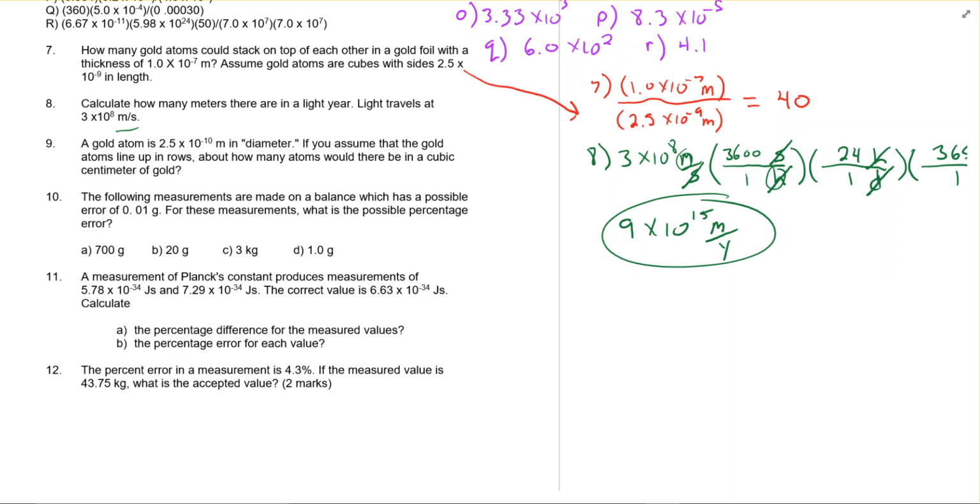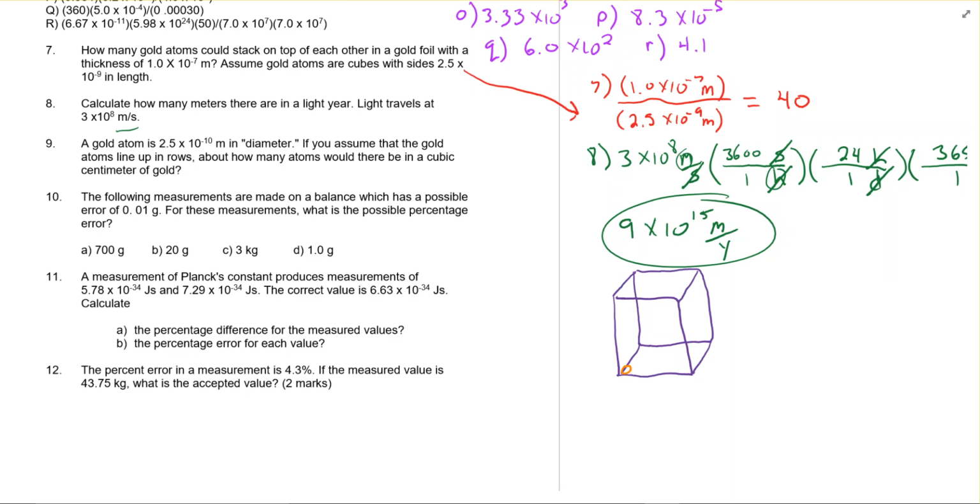Number 9: a gold atom is 2.5 times 10 to the negative 10 meters in diameter. If you assume that the gold atoms line up in rows, about how many atoms would there be in a cubic centimeter of gold? So what we're really looking for here is volume.